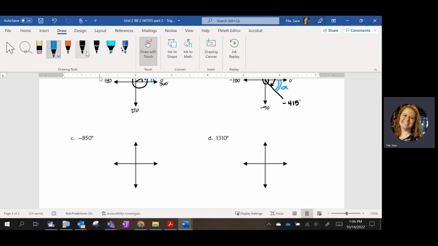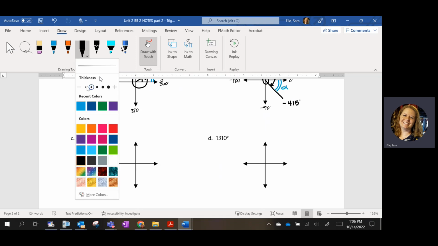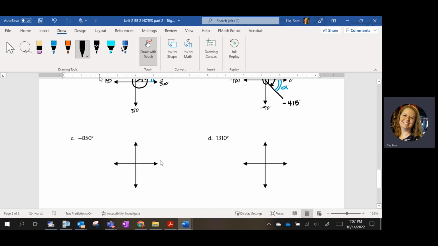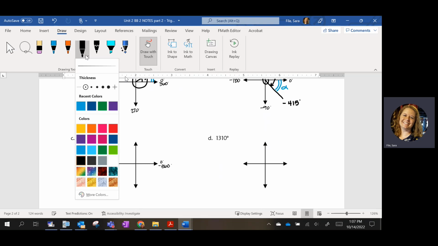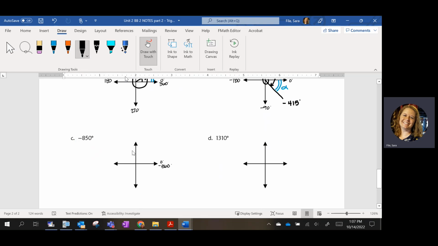All right, negative 850. So another negative, but even larger. So again, I would say this is 0 and this is negative 360. So I know the full rotation gets me to negative 360. I'm going to have to go past that though. If I do another full rotation, what is that? 720. So how much past that do I need to go to get to 850?